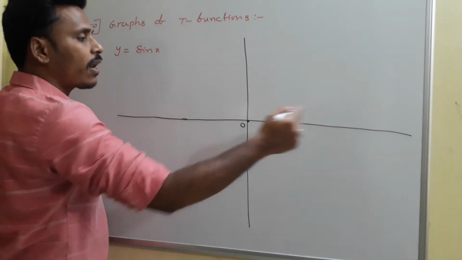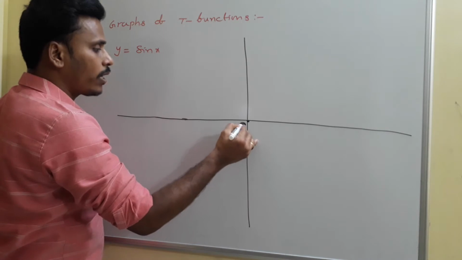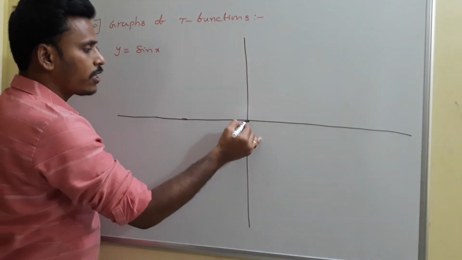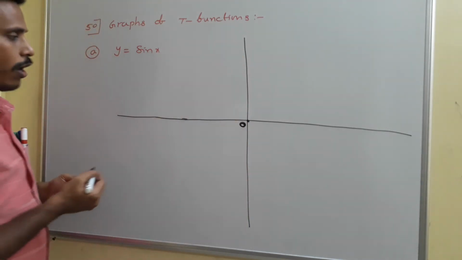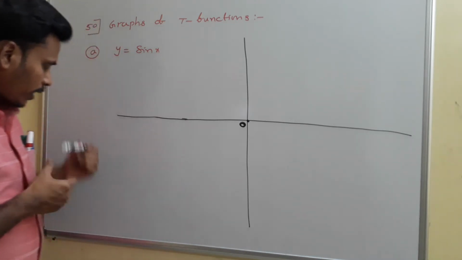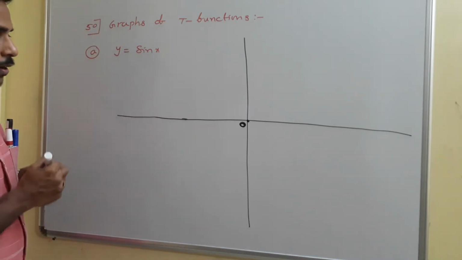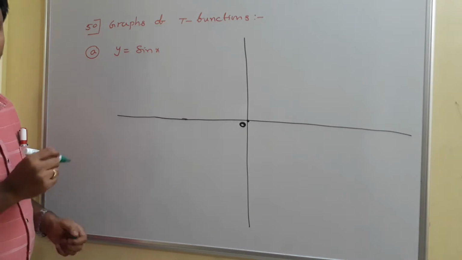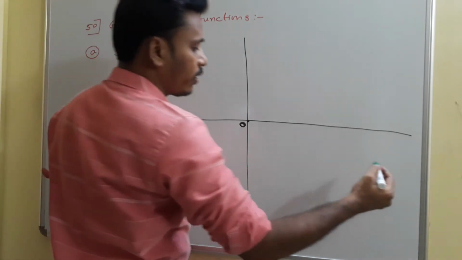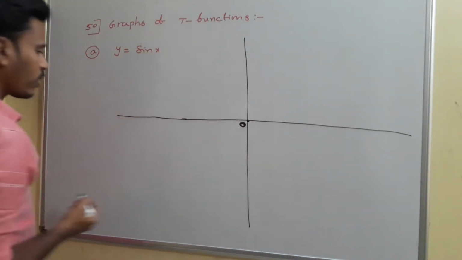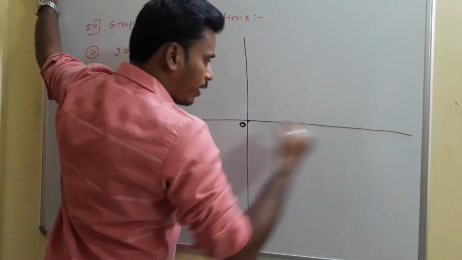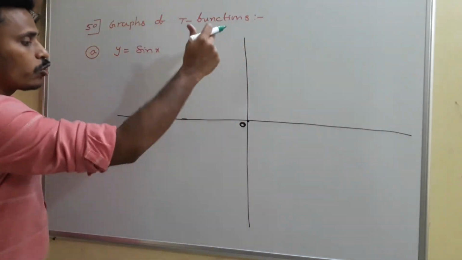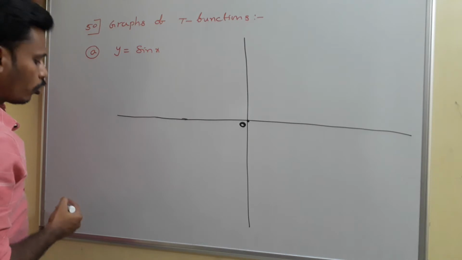See, this horizontal line is the x-axis and this vertical line is the y-axis, whereas this point is the origin. I think you are all familiar with this. Now what are we drawing? We need to take angles on the horizontal line and real values on the vertical line. That's what you need to mention somewhere.